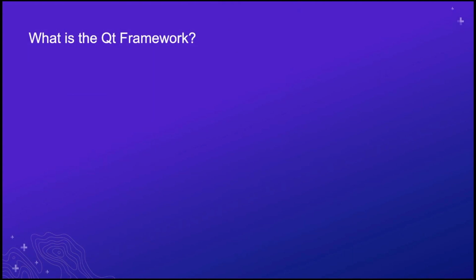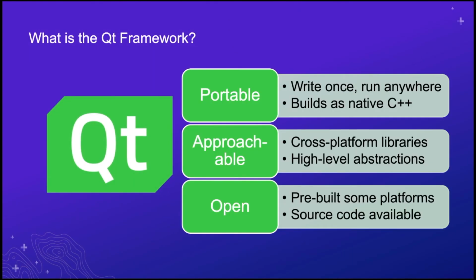So first, what is Qt? The Qt framework is a set of portable, write-once, run-anywhere libraries that build as native C++. They're very approachable libraries because they're high-level abstractions. So instead of having to deal with the individual platform implementations of all of the different things that you'll need to do as developers, like make HTTP requests or file I/O, Qt exposes you one nice high-level abstracted API that you can work against. These APIs are developed in the open, and you can get it as open source or commercial supported software.